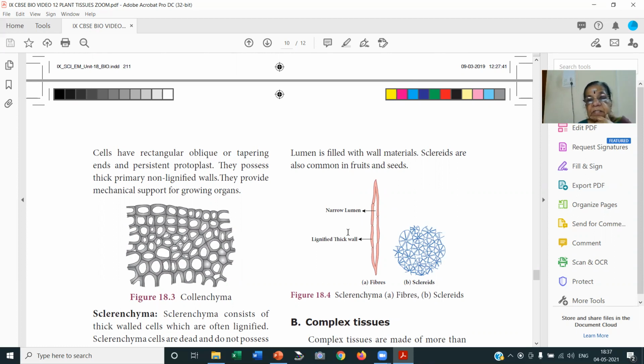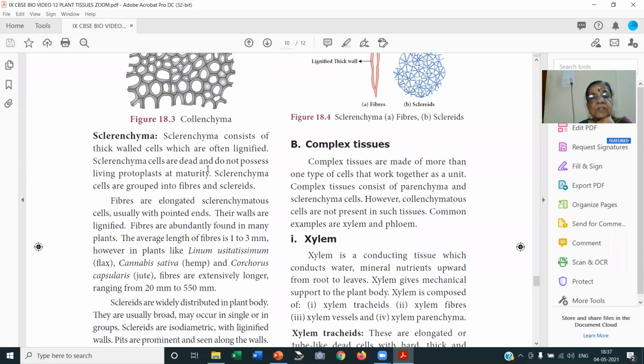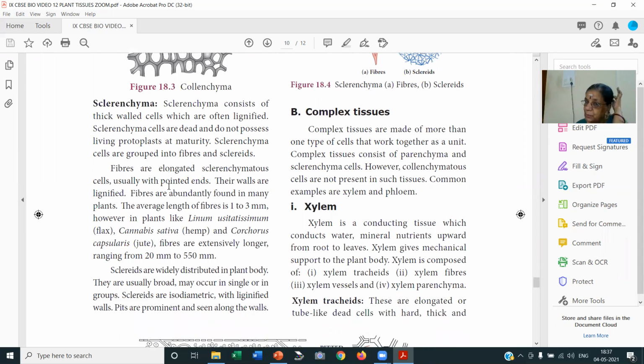Okay. In the figure, sclerites and fibers. The difference between sclerites and fibers: sclerites are also known as stone cells, and fibers are also called supporting cells. So sclerenchyma consists of thick-walled cells which are lignified, and the cells are dead and do not have living protoplast. I have already said this; we studied it in the PPT under simple permanent tissues.